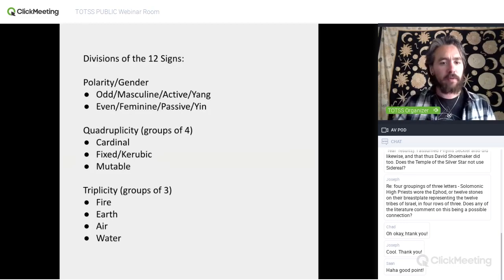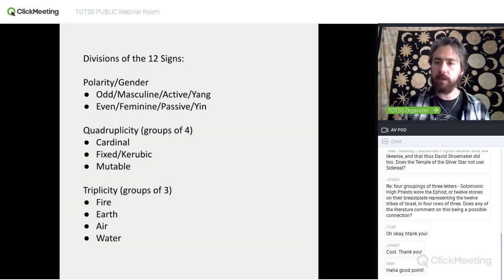Okay, so the first grouping here, you'll often see it called gender. I'm calling it polarity. It comes out of the polarity of odd and even numbers. As we'll see on the next slide, just number the signs of the zodiac, starting with Aries, 1 through 12. The odd signs are conceived to be masculine and active. I'm calling them yang. I think yang is a better term.